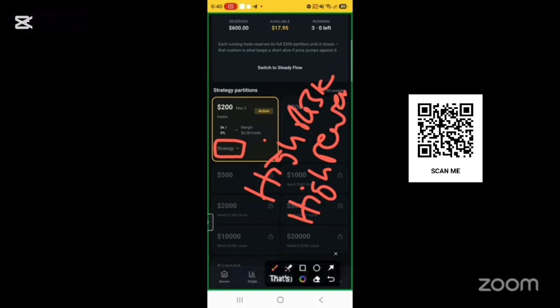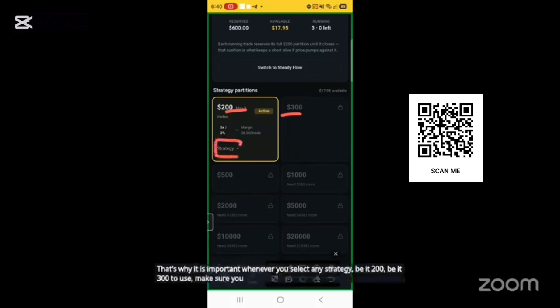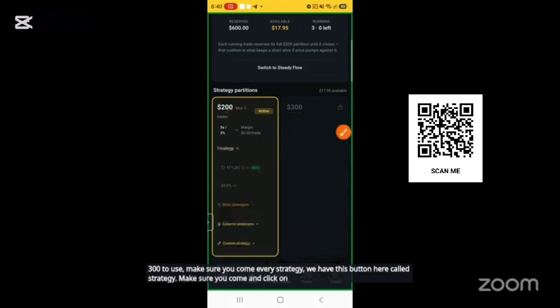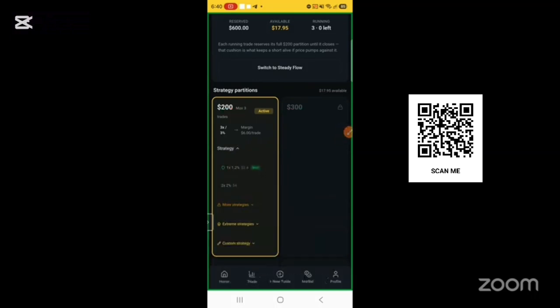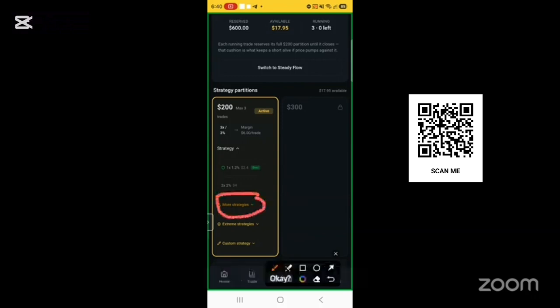That's why it is important, whenever you select any strategy, be it 200, be it 300, to use, make sure you come, every strategy will have this button here called Strategy. Make sure you come and click on this Strategy. When you click on it, what is the best strategy that I recommend? I recommend you come here on Custom, okay? You can explore these other strategies that are here.